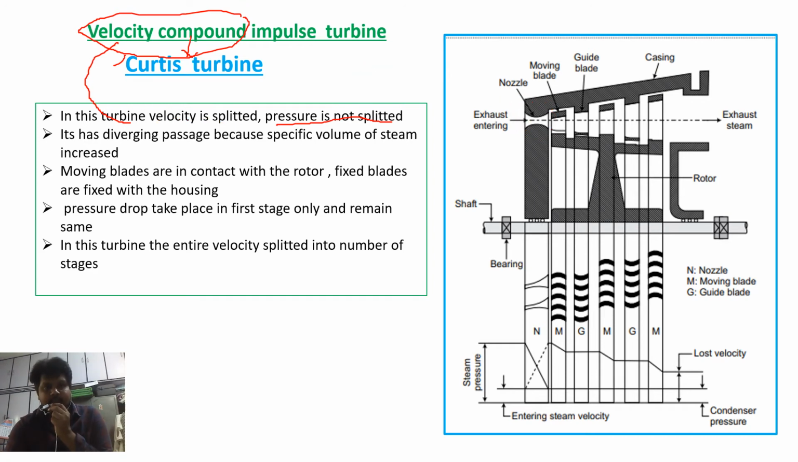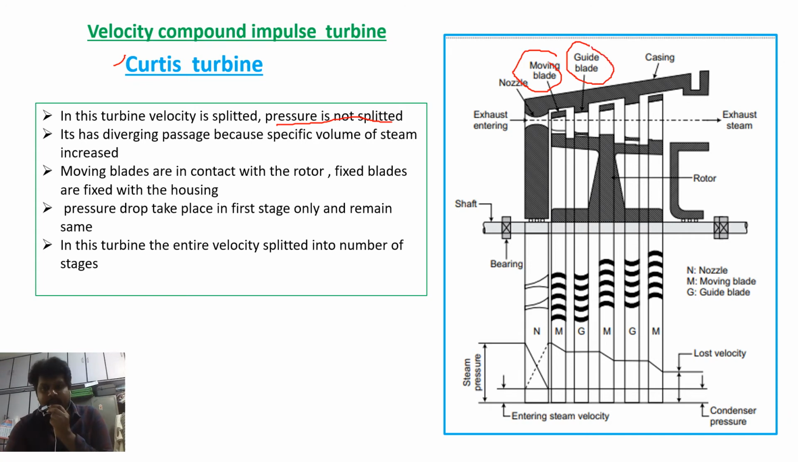Now let us see the working of the Curtis turbine. So this is the schematic of the Curtis turbine. Here we can see this is the single nozzle. This nozzle is fixed to the casing so that the nozzle does not move. Interestingly, here two types of blades are there: moving blade and guiding blade.